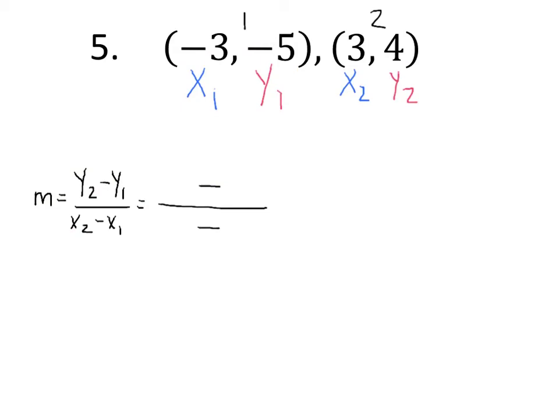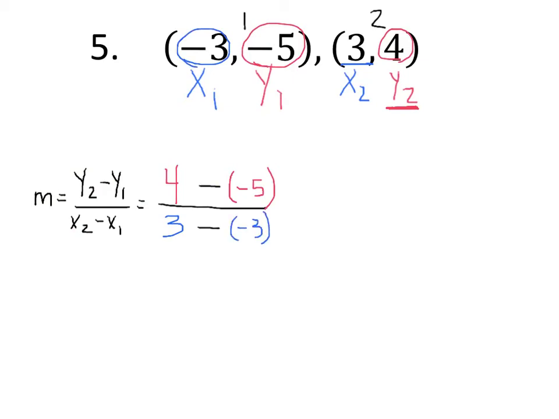We're going to put our y values on top because our y's are always on top, so that would be a 4 and a negative 5. We're going to put that inside parentheses, just like that. And then we have our x values. We're going to take our x2, which is a 3, and our x1, which is a negative 3. Again, put that in parentheses.